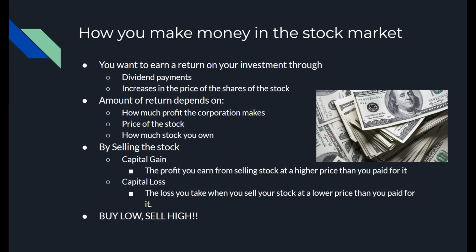So, how do you make money in the stock market? You want to earn a return on your investment through either dividend payments or increases in the price of shares of the stock. The amount of return depends on how much profit the corporation makes, the price of the stock, and how much stock you own. By selling the stock, it's either capital gain or capital loss. The capital gain is the profit you earn from selling stock at a higher price than you paid for it. The capital loss is the loss you take when you sell your stock at a lower price than you paid for it. Obviously, you hear that term a lot, buy low, sell high. That's how you get the capital gain, right?